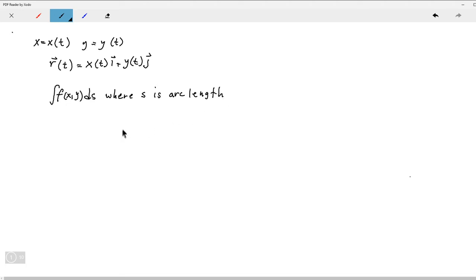Now, let me just remind you, what is arc length? Arc length in R2 is just the integral from A to B, the endpoints of your arc, of the square root of (dx/dt) squared plus (dy/dt) squared, dt.